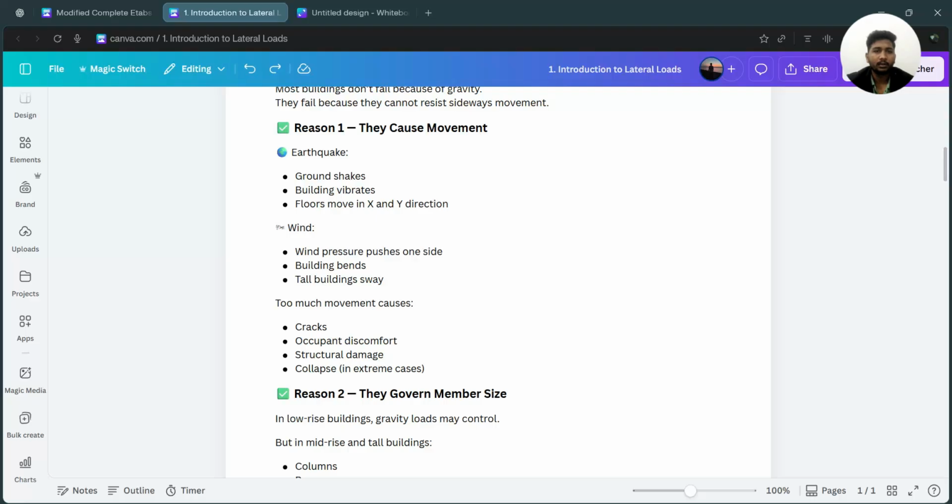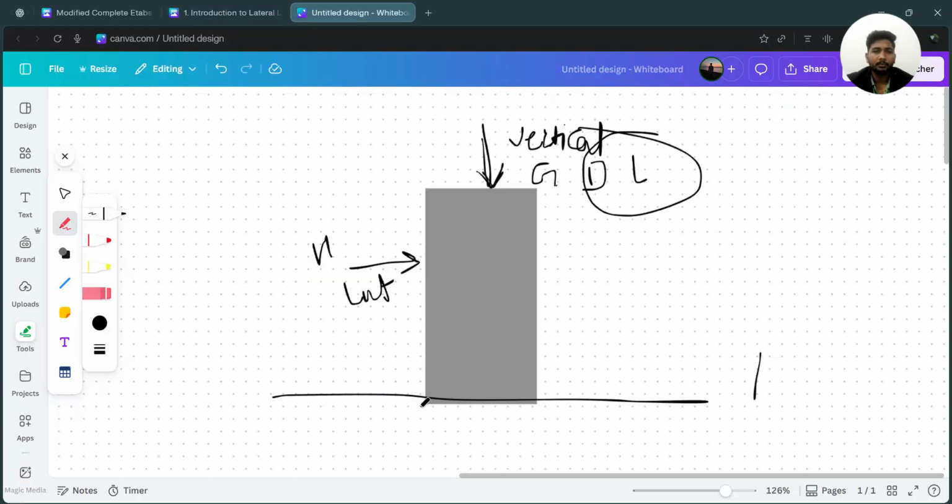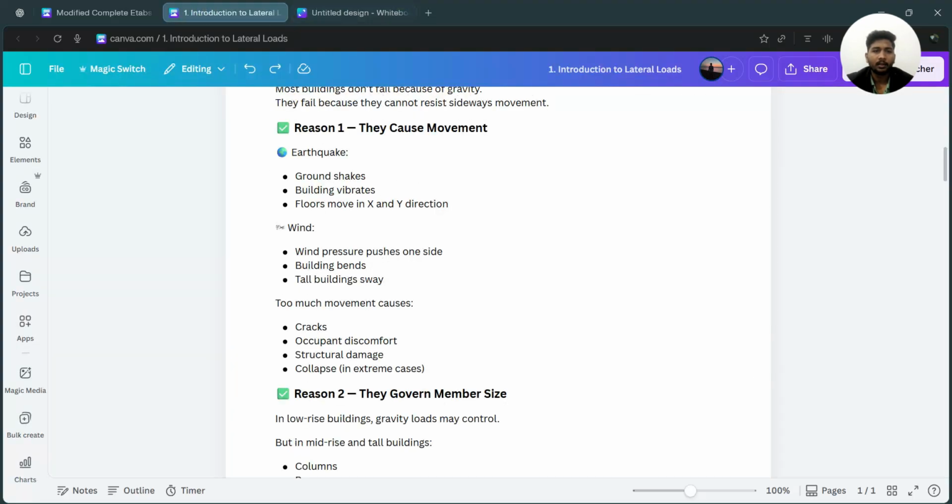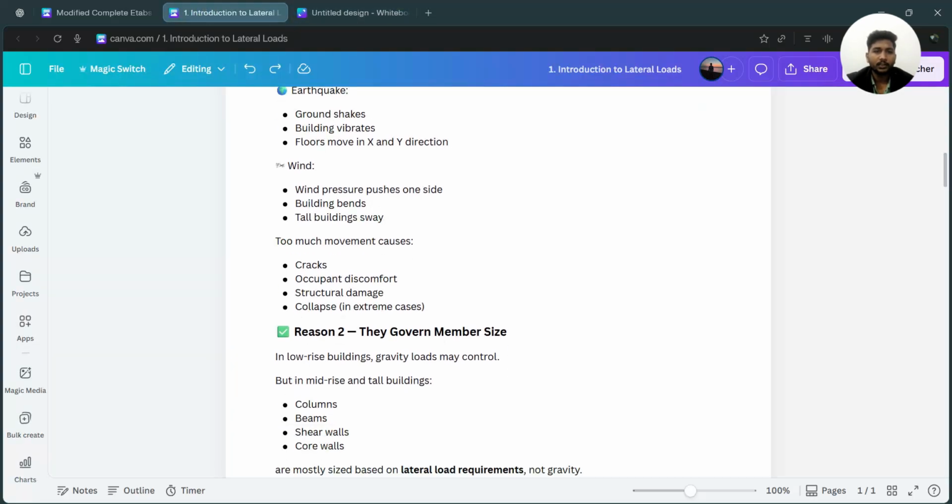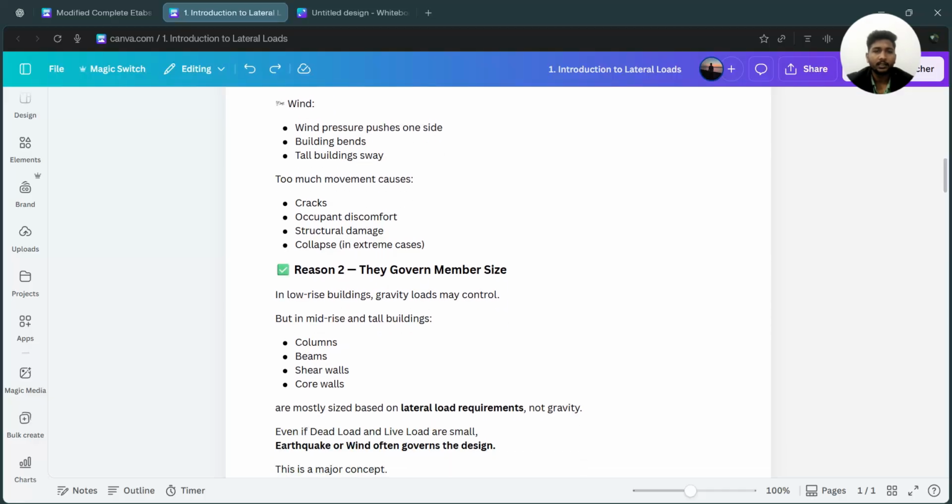Wind causes movement, like wind pressure pushes one side of the building, it bends, a tall building sways. What is the meaning of this sway? As you see here, what happens? This is the building, right? This is where the building will sway like this. Here you can see that this movement is called swaying. It will move here, then move here, and regain its original position. It is called swaying, means moving side by side. Too much movement causes cracks, occupant discomfort, structural damage and collapse in extreme cases.